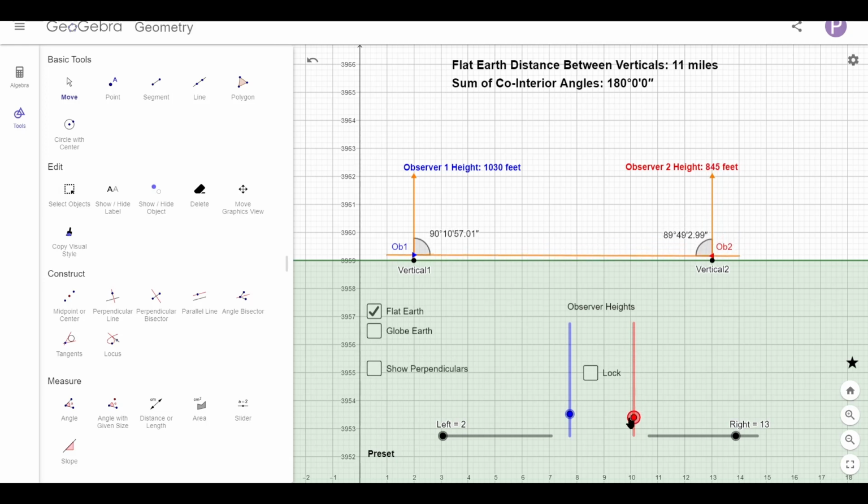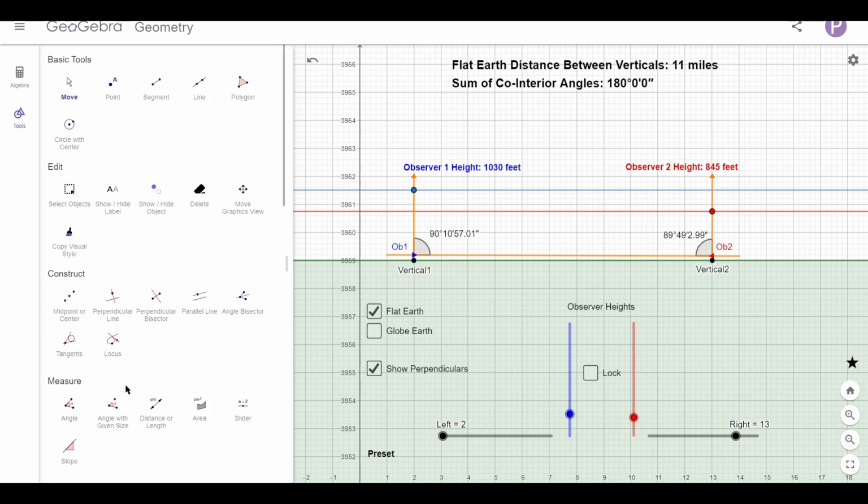So what about Bev's claim then, about all horizontals being parallel with one another? Let's test that by creating some perpendicular lines to each vertical, and then we can measure some angles. And we can see that this blue line is perpendicular to vertical 1, while this red line is perpendicular to vertical 2. Well, we'd expect that this blue line is at right angles to its vertical, and the same goes for this red line.